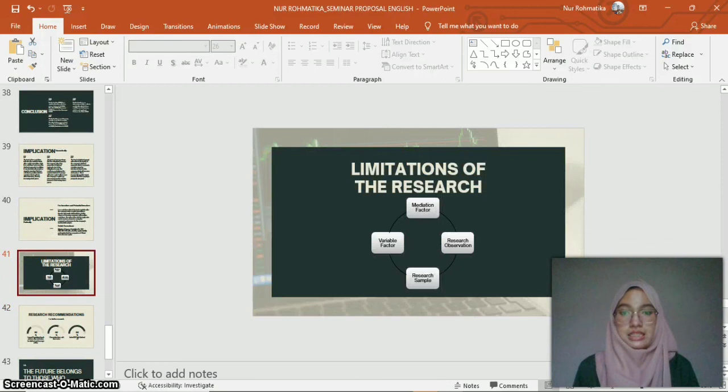Limitations of the research: first, the mediator factor. And second, the research observation, because it only covers certain companies, it cannot be used best for a special sector. And this limitation is only 1 year, only cross-section. And the research sample is what I said before. And the variable factor: for leverage, I only use debt to equity ratio. You can use debt to asset, or you can use dividend yield for the dividend policy.